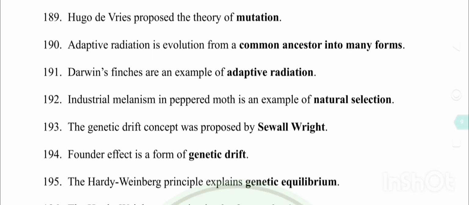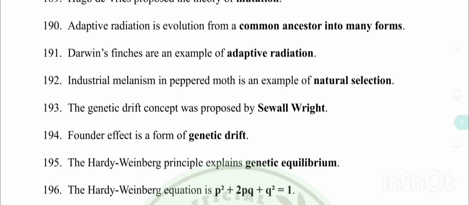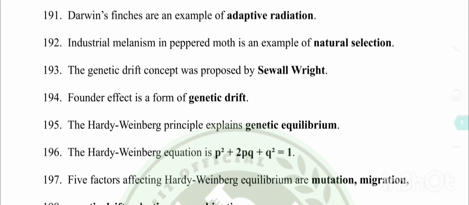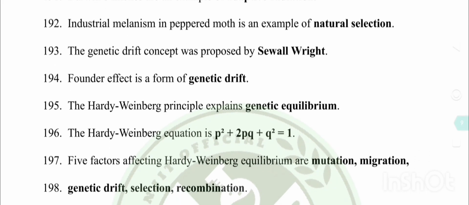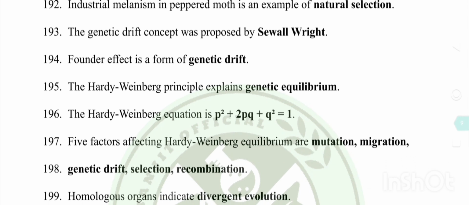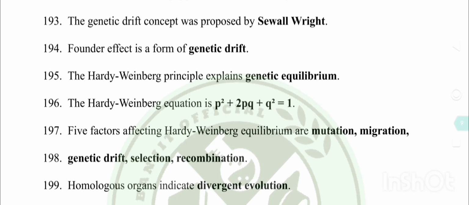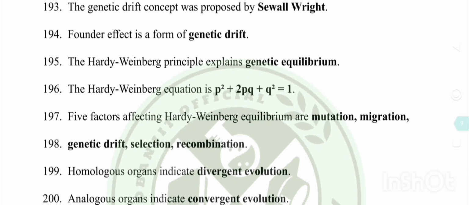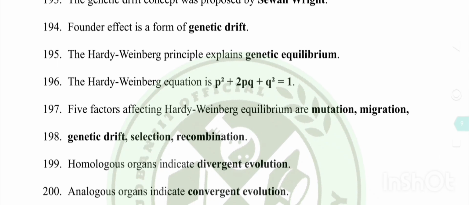191. Darwin's finches are an example of adaptive radiation. 192. Industrial melanism in peppered moth is an example of natural selection. 193. Genetic drift concept was proposed by Sewall Wright. 194. Founder effect is a form of genetic drift.